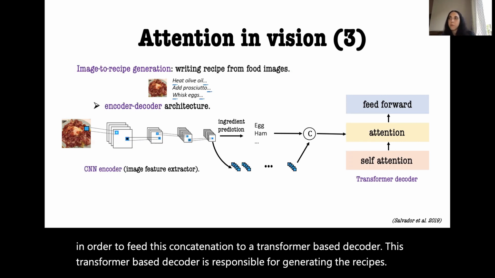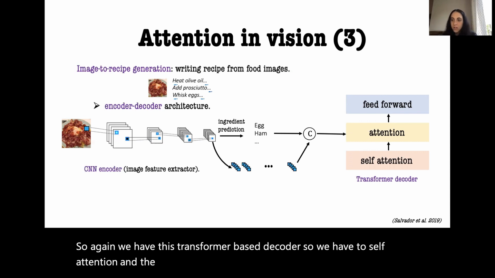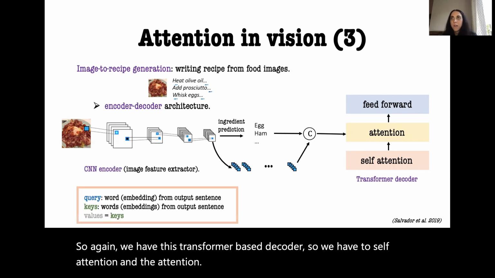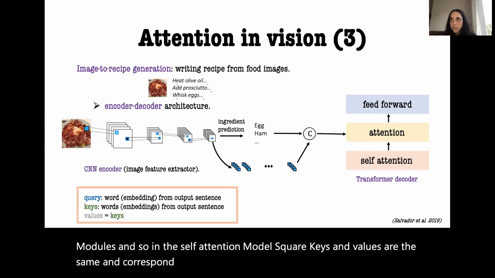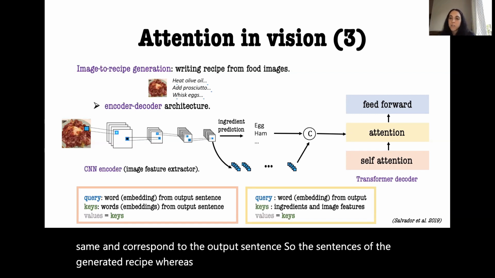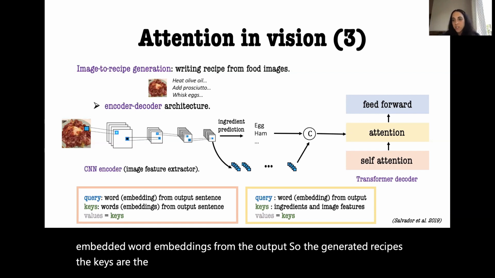So again, we have this transformer-based decoder. So we have the self-attention and the attention modules. In the self-attention modules, query, keys, and values are the same and correspond to the output sentence, so the sentences of the generated recipe. Whereas in attention, the query corresponds to the word embeddings from the output, so the generated recipes, the keys are the ingredients and image features, and values and keys are the same.